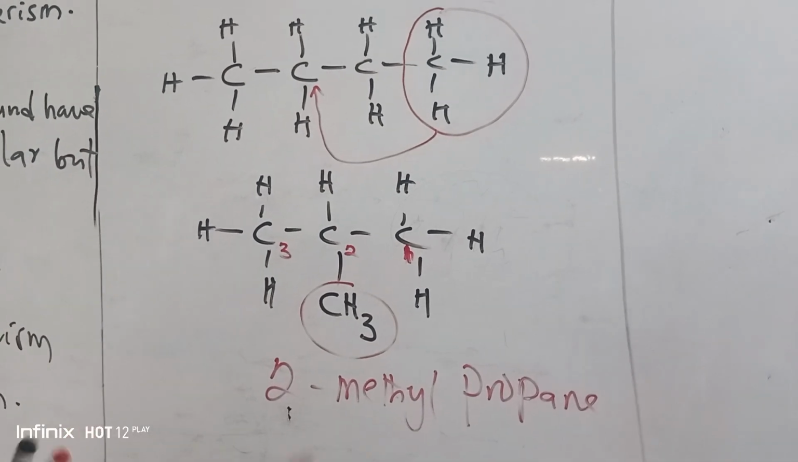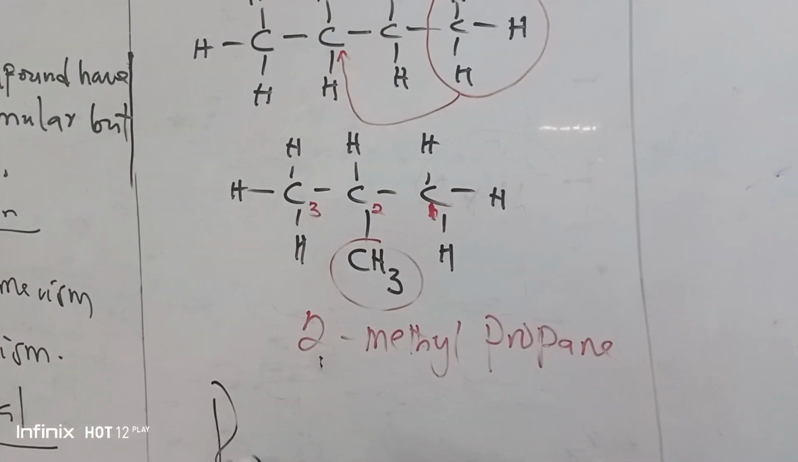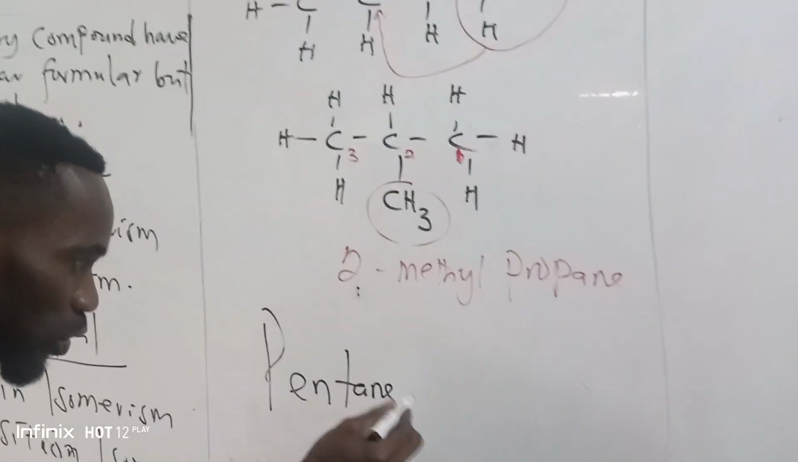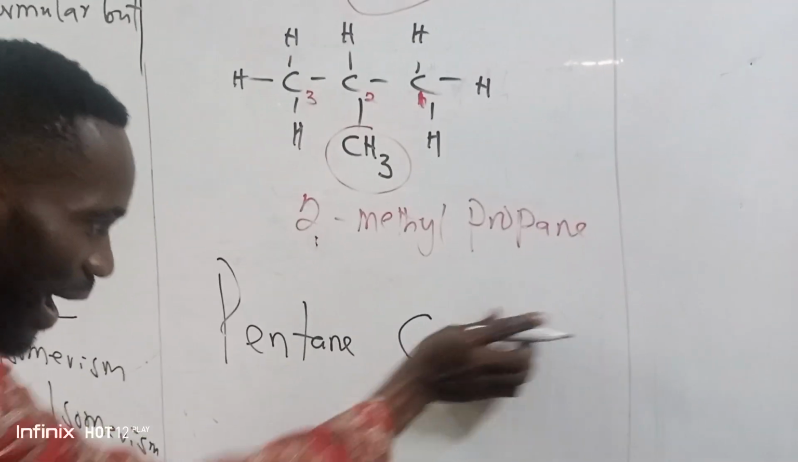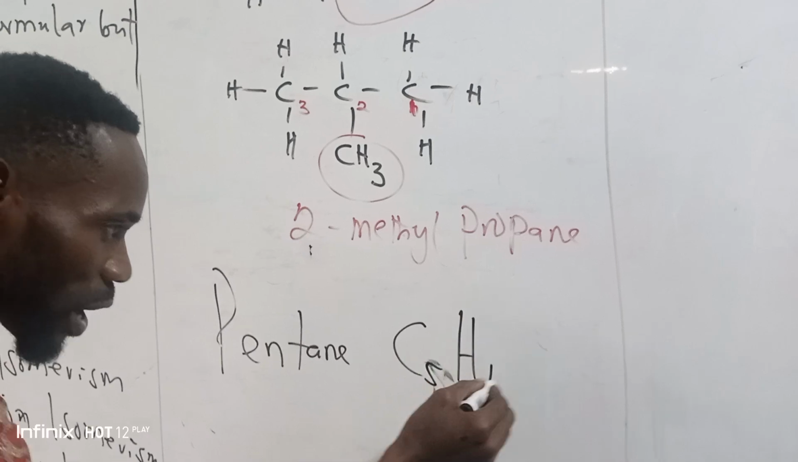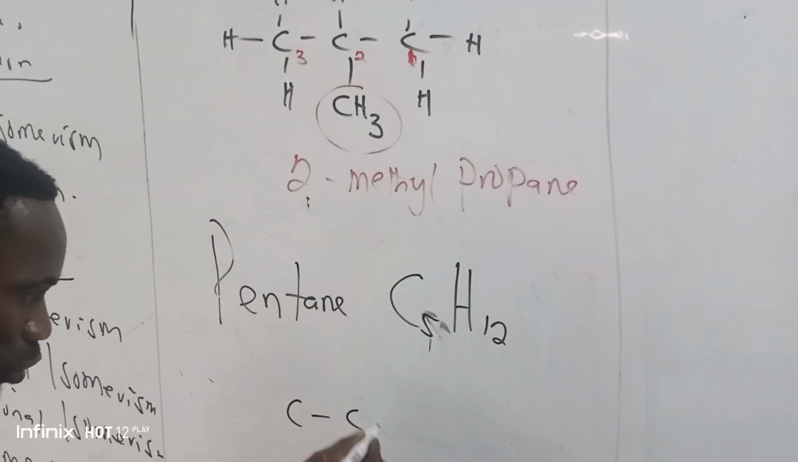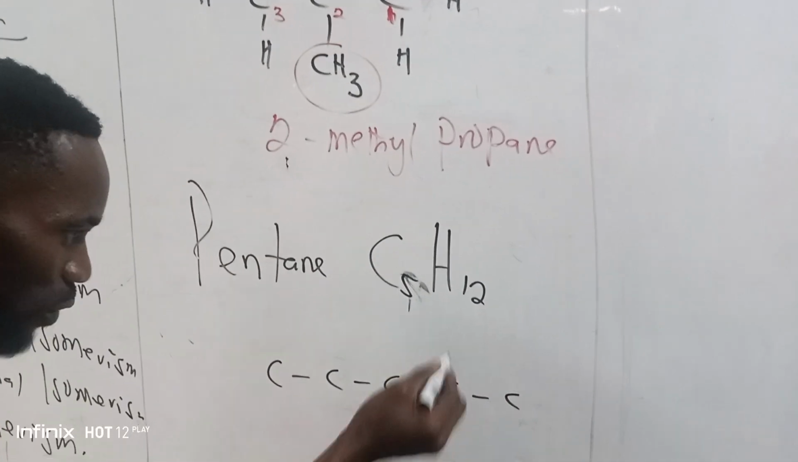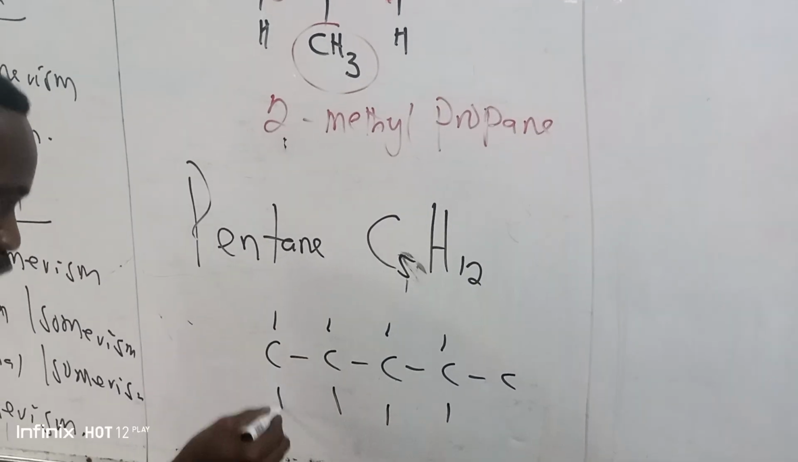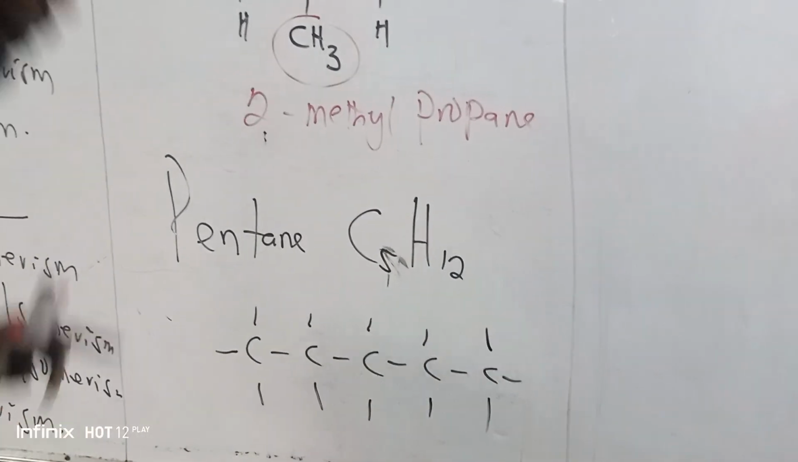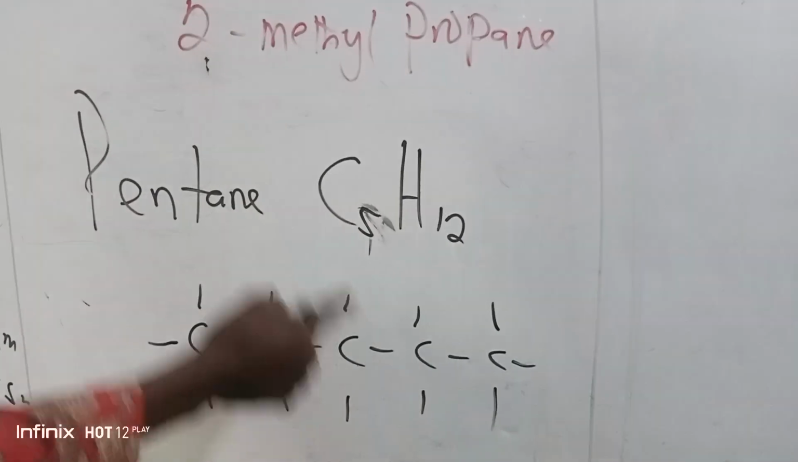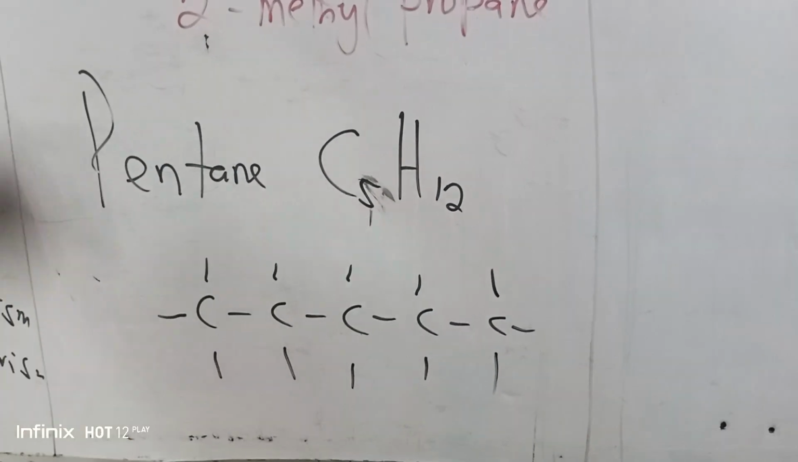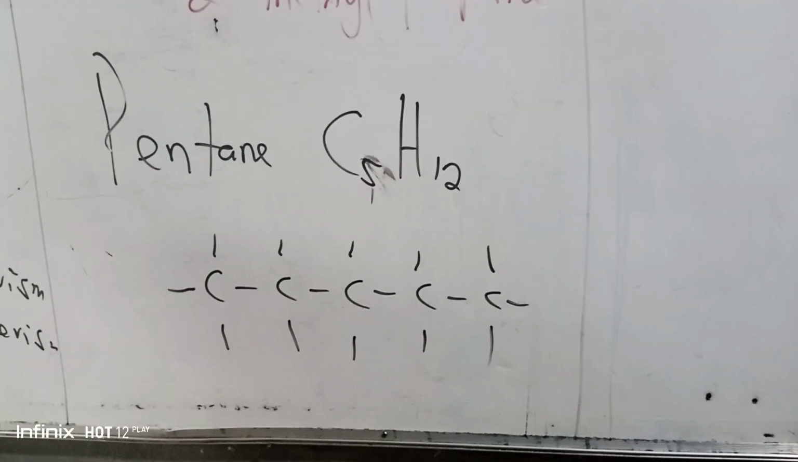Another example can also be seen in pentane. Pentane has three isomers with molecular formula C5H12, written as C1, 2, 3, 4, 5, with hydrogen atoms. Look at it, 12 hydrogen atoms: 1, 2, 3, 4, 5, 6, 7, 8, 9, 10, 11, and 12. What I have here is normal pentane.